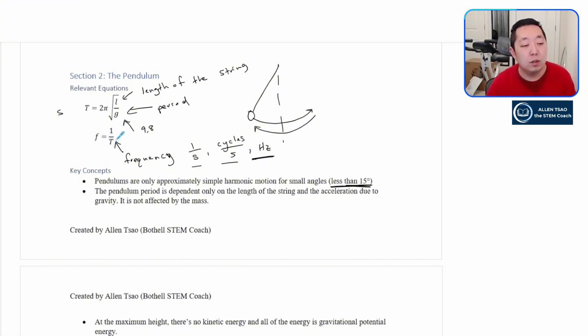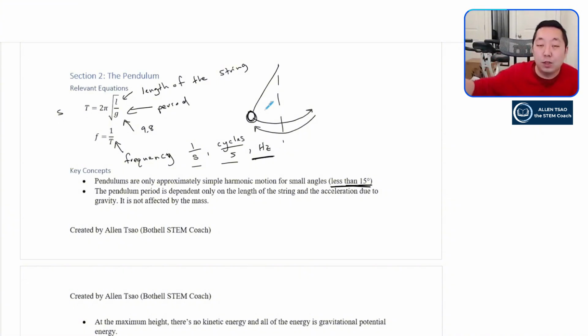Okay. So just some important things to observe. The period actually only depends on the length of the string in this equation. It doesn't matter what the mass of this thing is. It actually doesn't even matter what angle you started at. It only depends on the length of the string, which is a little unusual because you might think, oh, you swing it out further, it's going to take longer. But it turns out that's not the case.